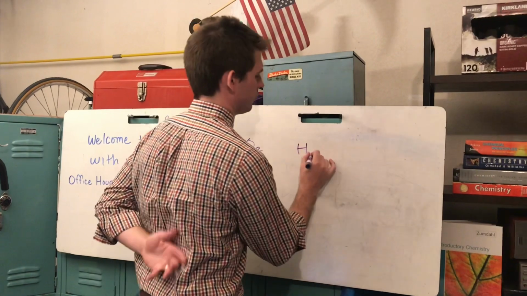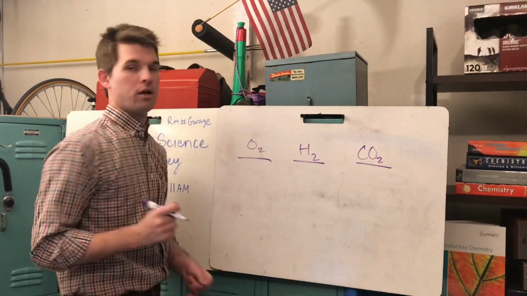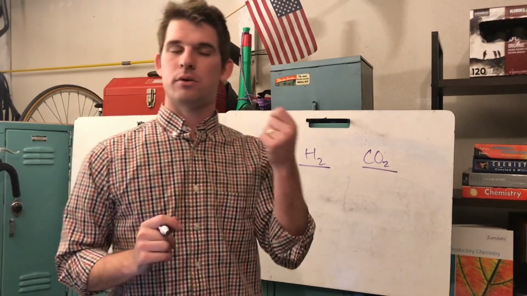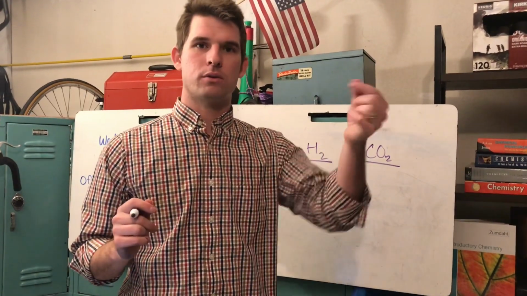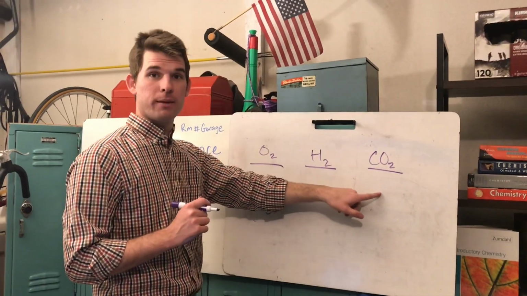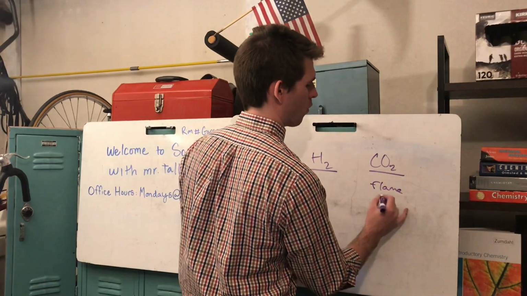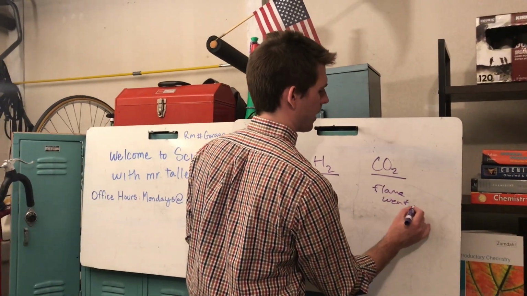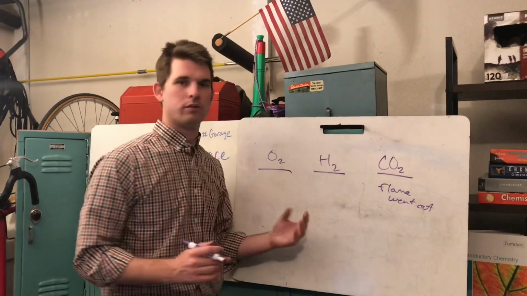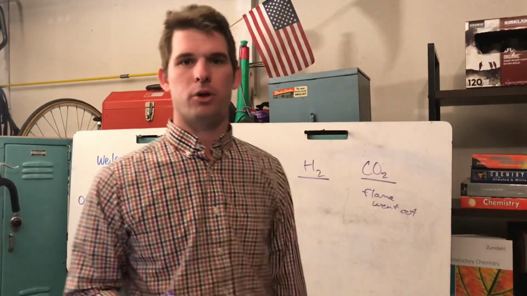For all of them, I'm going to take a wooden stick, light it on fire, and we did that in the last lab, right? We took the wooden stick and we put it in CO2. What happened when we put the flame in CO2? The flame went out, right? Because it had no oxygen, it was only carbon dioxide, the flame couldn't burn.